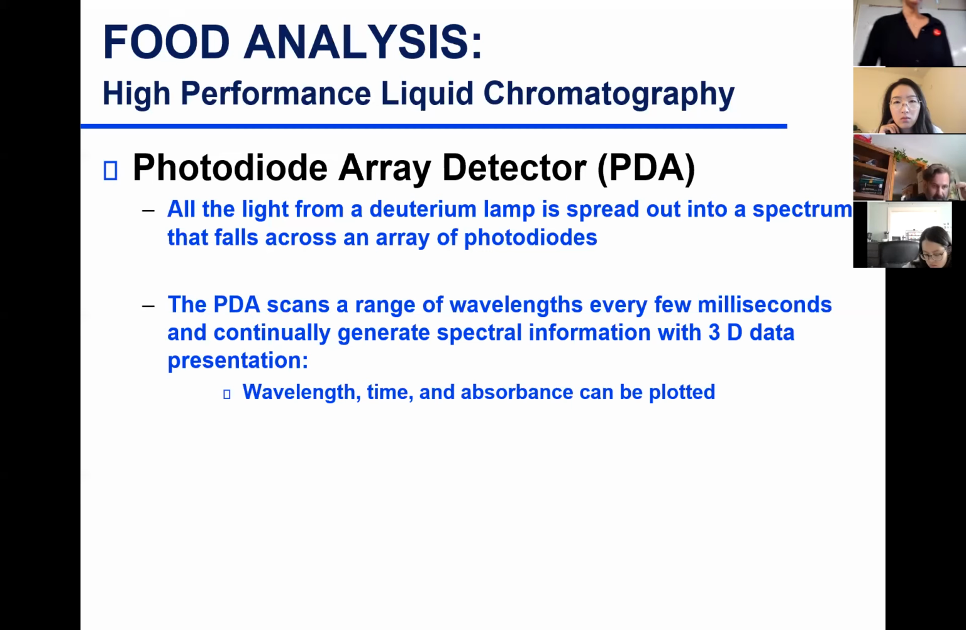So that's the difference. PDA in general is much better than your variable UV detection because it can give you a chromatogram at a selected wavelength. You can tell it, just show me the chromatogram at the selected wavelength, and it can give you the spectra.